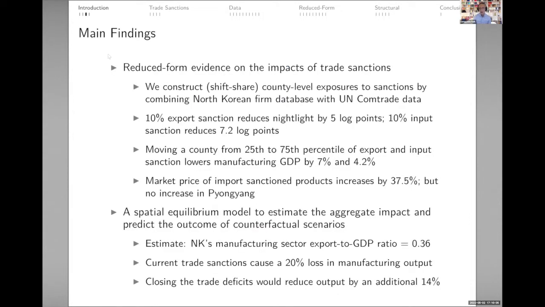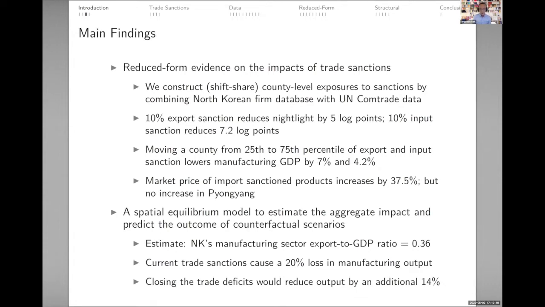So here is a preview of the main findings. We first provide reduced form evidence by adopting this shift share approach. We construct a county level exposure to sanctions, first by combining the North Korean firm database, which is going to be used to construct, for each county, the industry share that are exposed to sanctions, and combining with the UN Comtrade data, which is going to allow us to have a measure of what percent of products for each industry were sanctioned under the UN sanction resolution. And combining the two is going to give the shift share measure that we need.